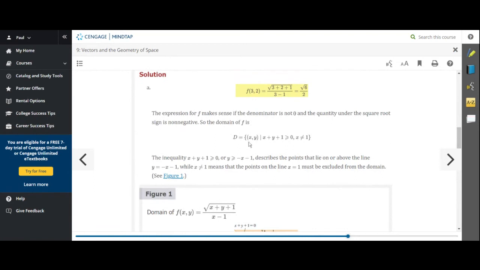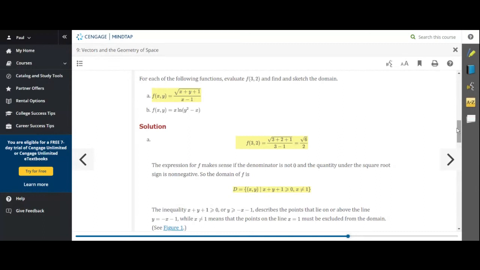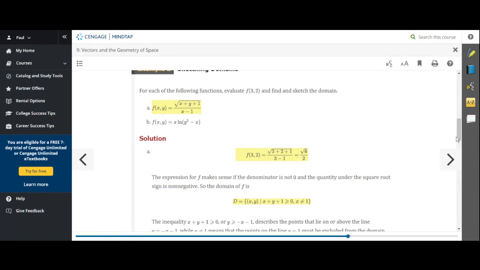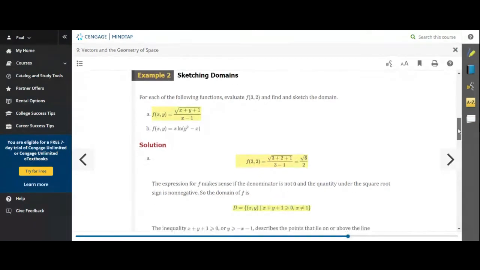The domain requires that x plus y plus 1 be greater than or equal to 0, so that you have the square root of a nonnegative number in your numerator. And that x cannot equal 1. So that would be your domain for example 2, part A: f of xy equals the square root of x plus y plus 1 divided by x minus 1.